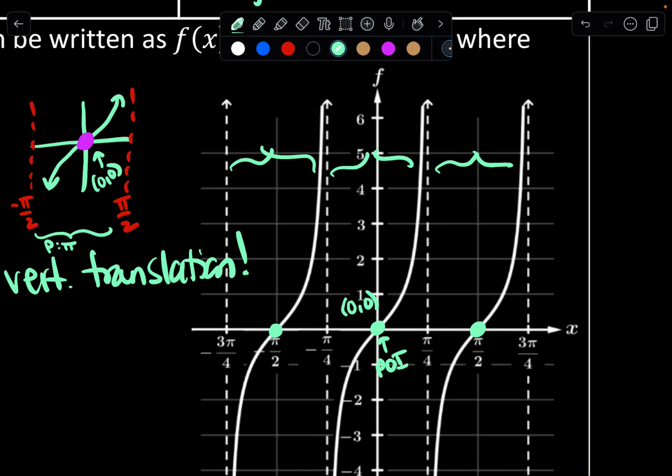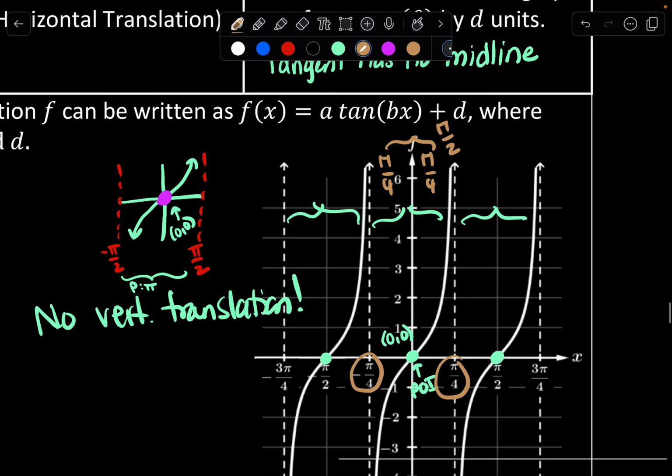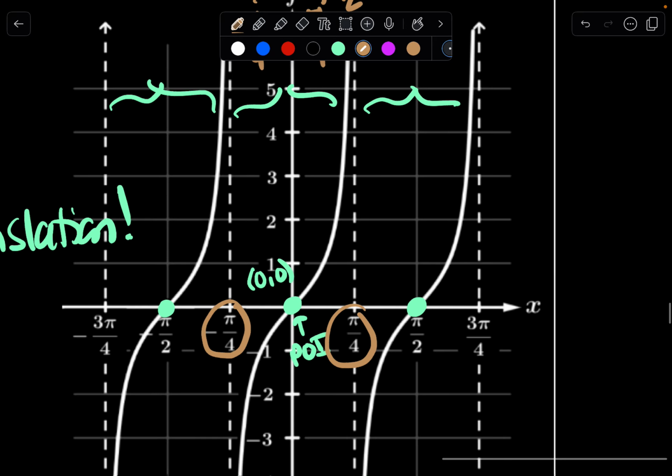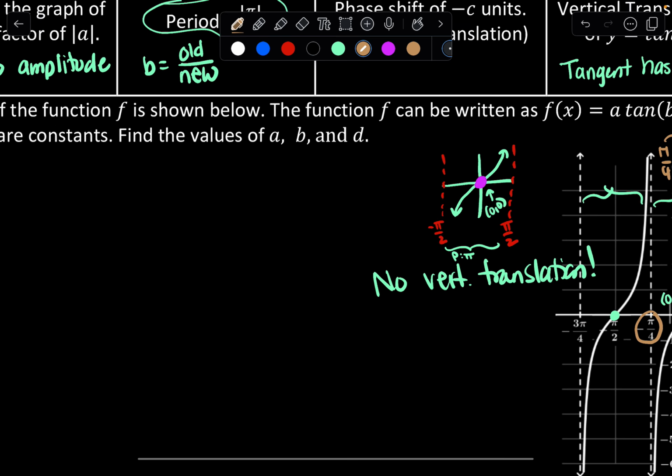If I look at this, I'm going from negative pi over 4 to positive pi over 4. Okay, so if I think about that total distance, I have a fourth on this side, and then I also have a fourth on this side. That means we have a period of 1/2, or in this case, pi over 2. You can also use the cycle on the right side. Pi over 4 to 3 pi over 4. 3/4 minus 1/4, you get 2/4, which is going to be 1/2. Okay, so that's not my b value though.